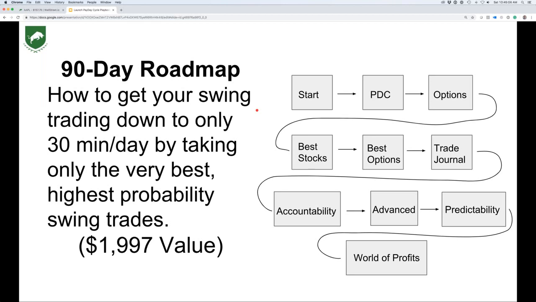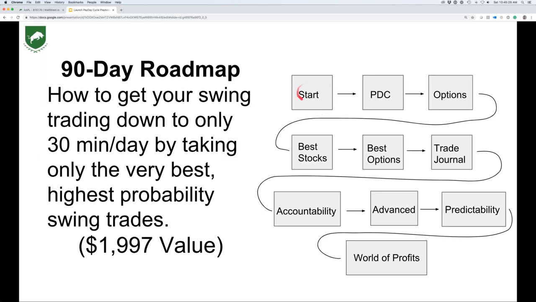The 90-day roadmap is going to show you how to actually apply it into your world and your life. So if I was a fly on the wall watching you trade for 30 minutes every day, what would I actually see you do? Okay, so the whole idea here is, if you're super busy and you want to do other things, but you still want to make a bunch of cash, if you want to get to 30 minutes a day, this is what you need.